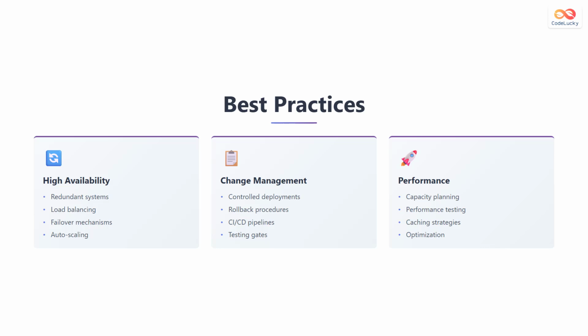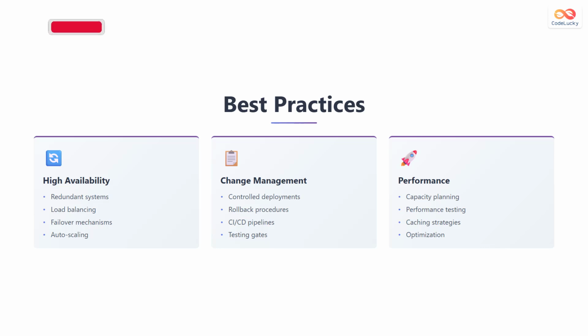Second is change management. All changes must be controlled and planned carefully. You need rollback procedures to undo changes if problems occur. Continuous integration and continuous delivery, or CI/CD pipelines, automate testing and deployment. Testing gates ensure only quality code reaches production.